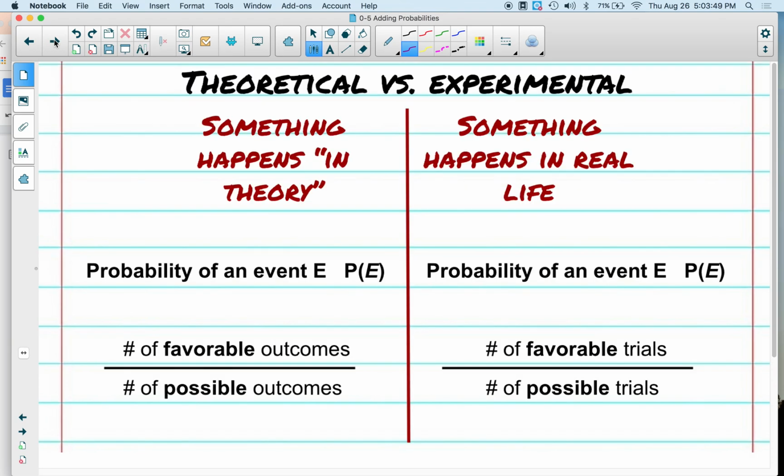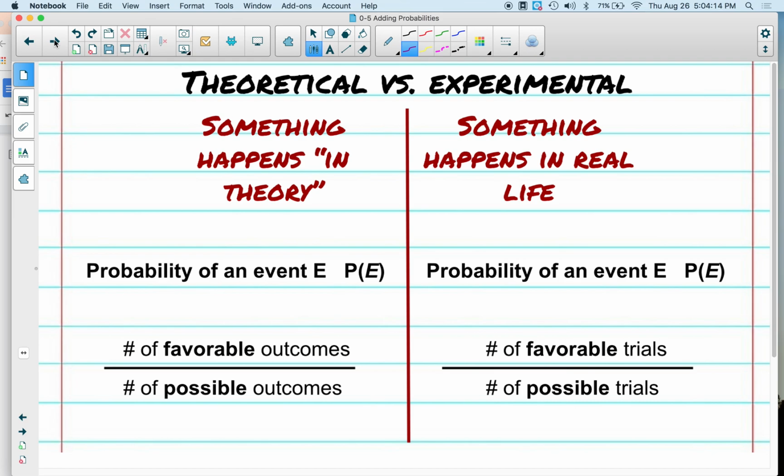Okay, so first we need to talk about theoretical versus experimental probability. So theoretical probability is the left side of the screen that you're seeing. So it's the numbers that we play with in theory. Okay, so if the world were perfect and outcomes always happened the way that they were supposed to, that's the probability that this represents.